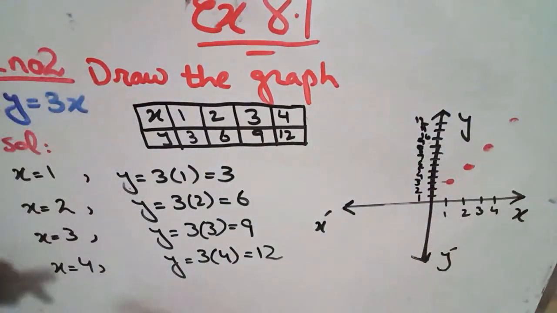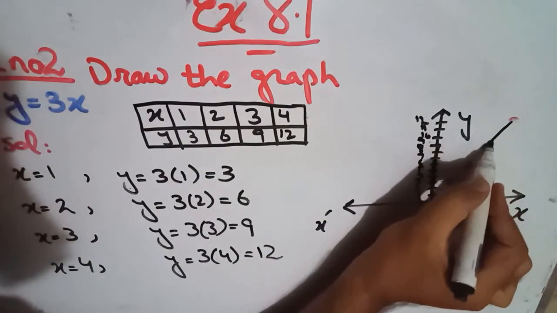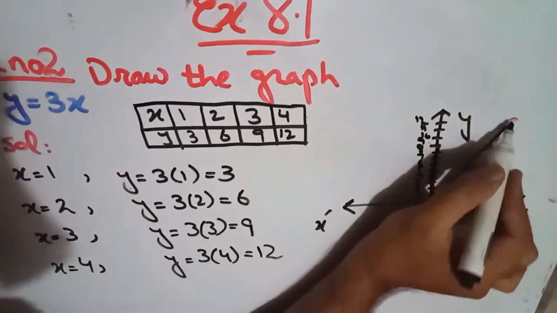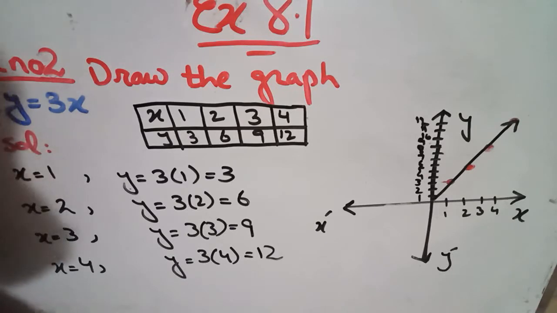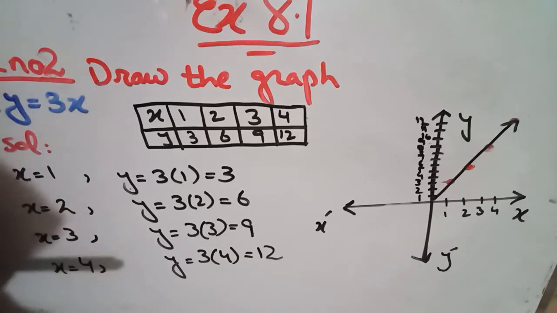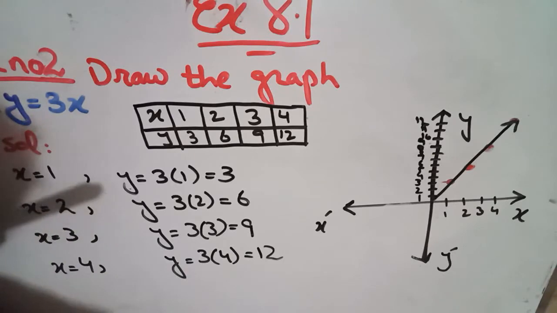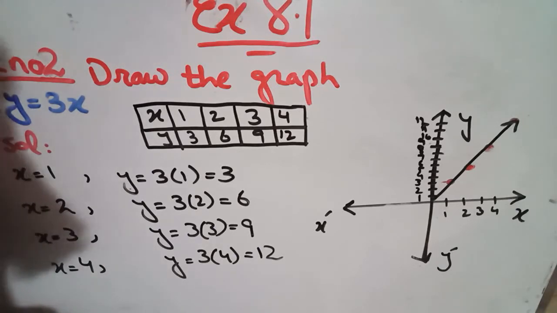Okay, now just join the points. There you will get a line that will be just a straight line. It will start from the origin and go up to 12. Okay, because we have just taken 4 values. There could also be other values beyond 4. So you can draw the graph of the relation very easily.